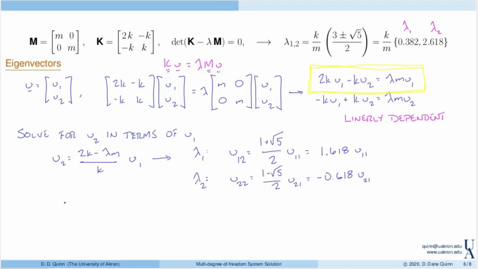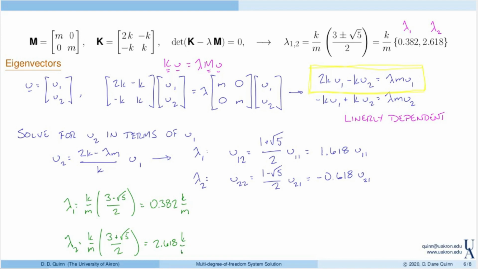So summarizing, we have lambda 1 is k over m times (3 minus the square root of 5) divided by 2, which again was 0.382 times k over m. Lambda 2 here is k over m times (3 plus the square root of 5) over 2, which again is 2.618 times k over m.